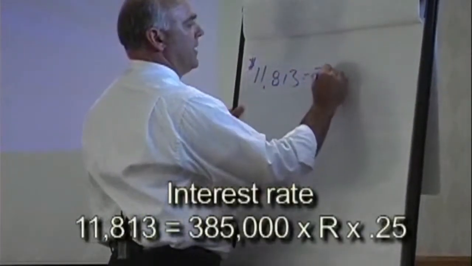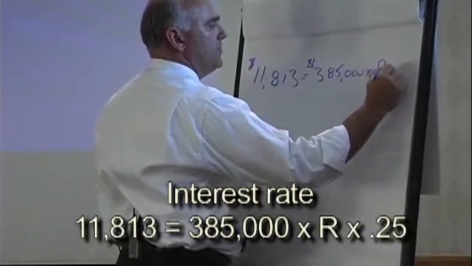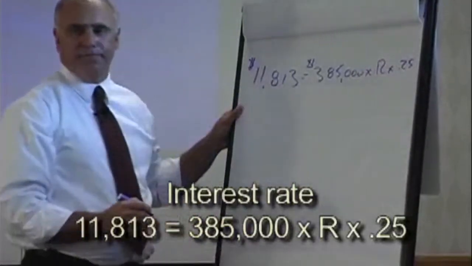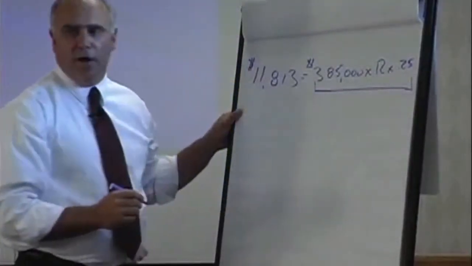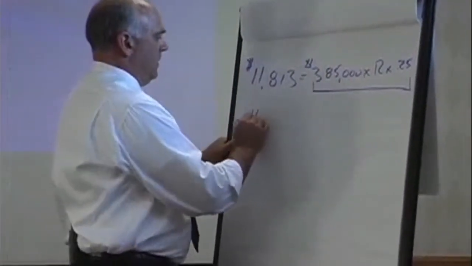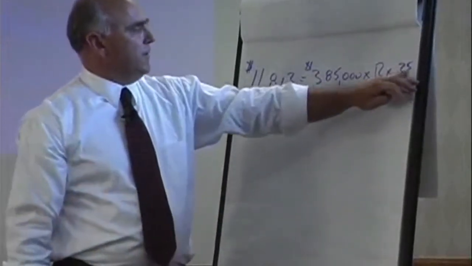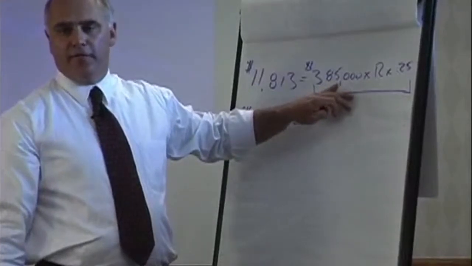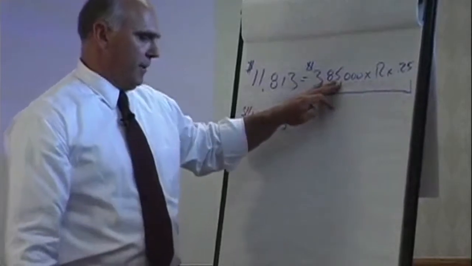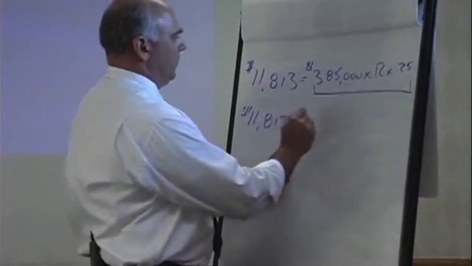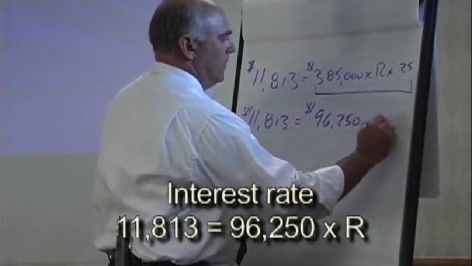$11,813 is equal to $385,000 times R times 0.25. First step in our solution is to simplify the right side of the equation. $11,813 is going to be equal to 25% times $385,000 times R. So 25% of $385,000 equals $96,250 times R.